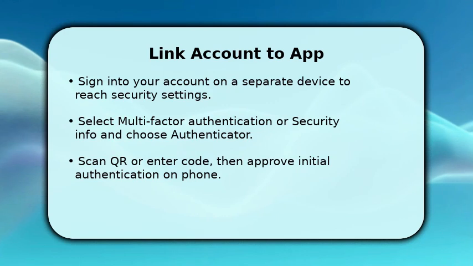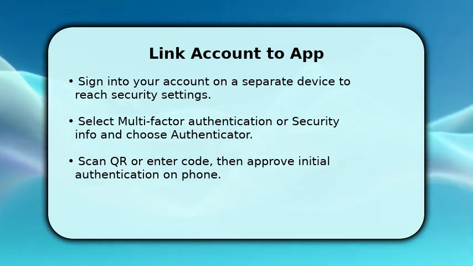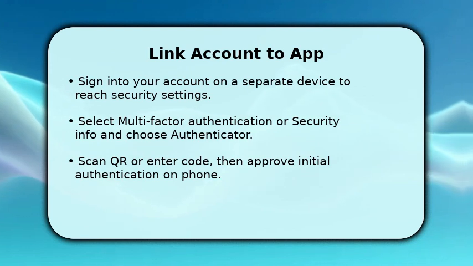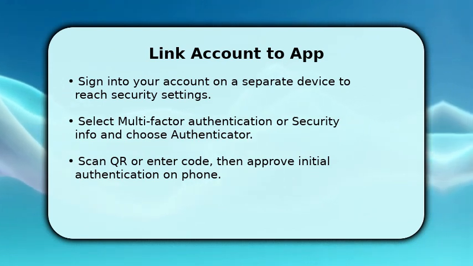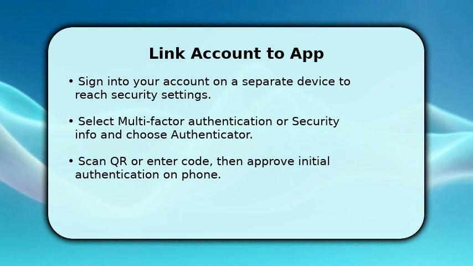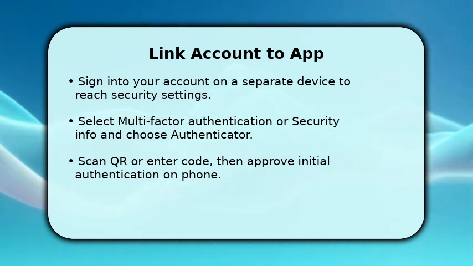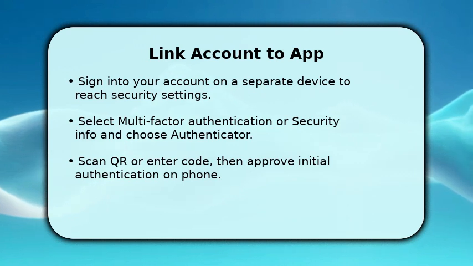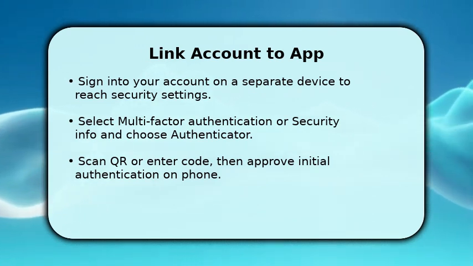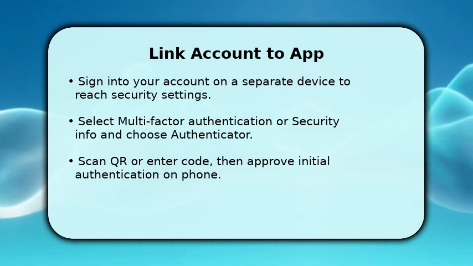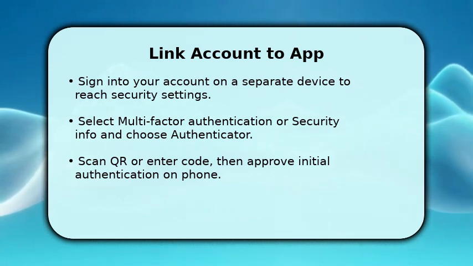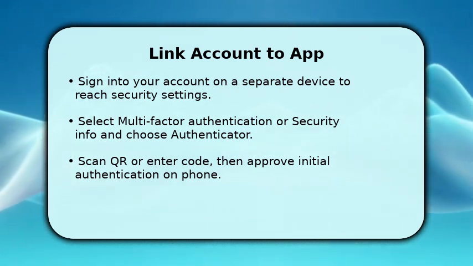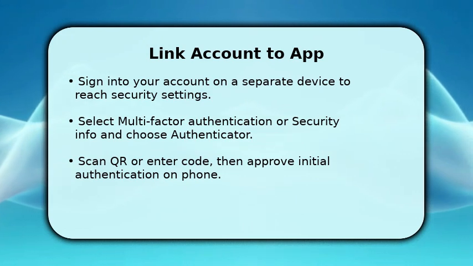You now link your account. On a computer, sign into your account portal and navigate to security info or multi-factor authentication settings. Choose to add an Authenticator app, then display the QR code. On your phone, tap Scan a QR code and point the camera at the screen. If scanning fails, select Enter Code instead and type the provided secret. Once the app shows a one-time code, enter it back on the computer to verify. This step binds your device and authorizes future second-factor checks.